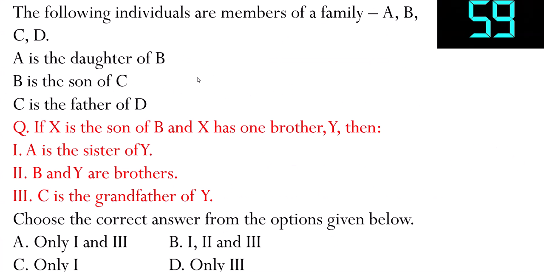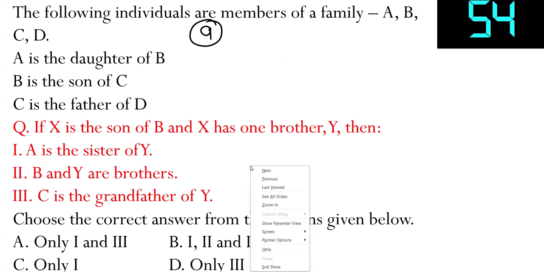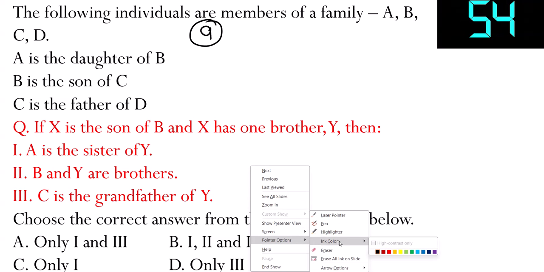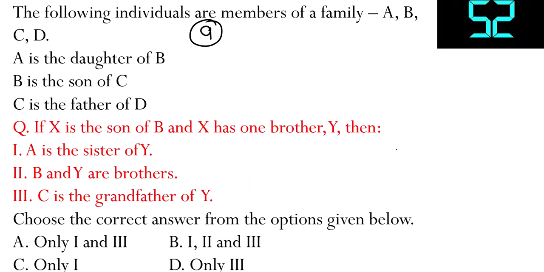Right. Now see the 9th question, blood relation. A is daughter of B. B is son of C. C is father of D. Big grand relation we got. So A is daughter of B. B is son of C. C is father of D. Okay. Up to here fine, but they're asking some extra.